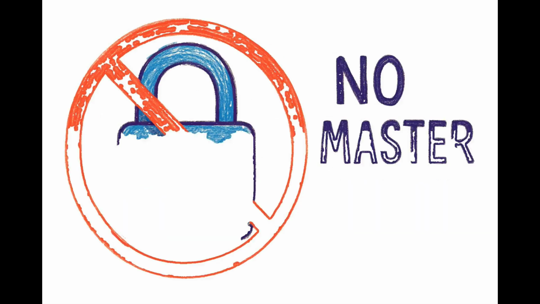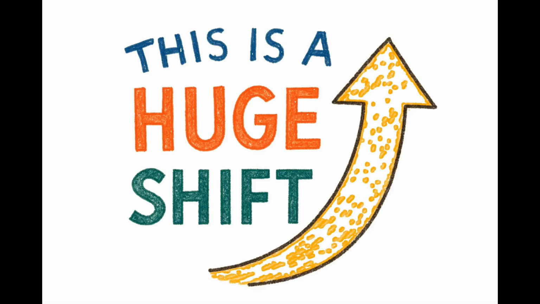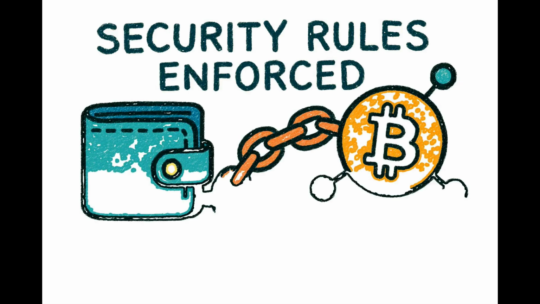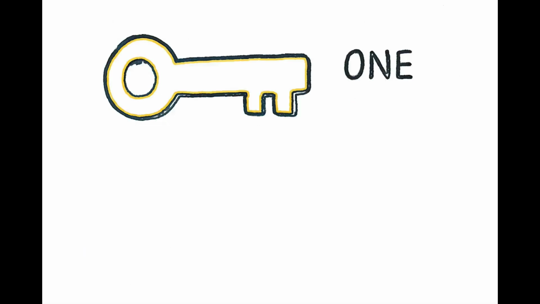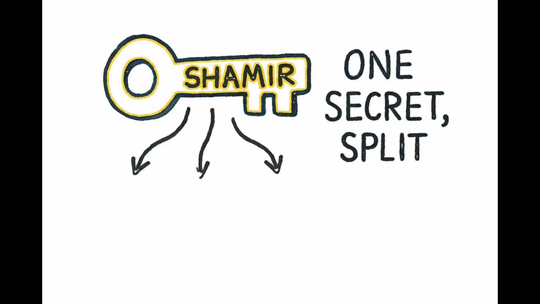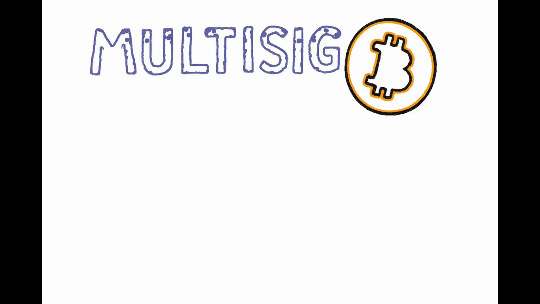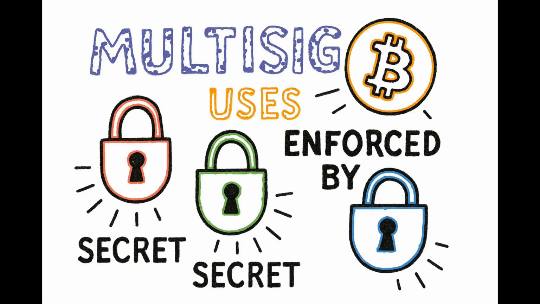There is no single master key to be compromised. This is a huge shift. Your security rules are enforced on-chain, by the Bitcoin network itself, not just by your wallet software. So, to put it simply, Shamir is one secret, split apart and put back together, off-chain. Multisig uses many independent secrets, and the need for them is enforced by Bitcoin itself.